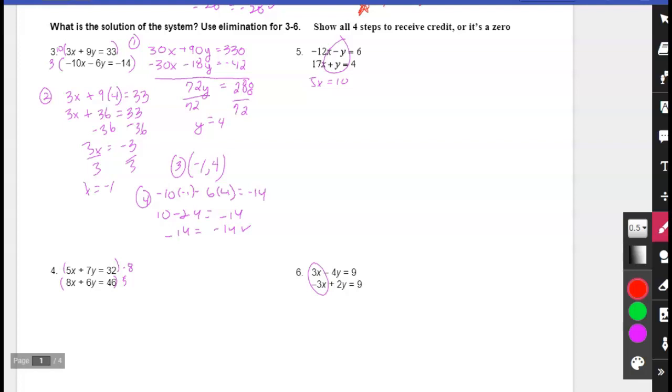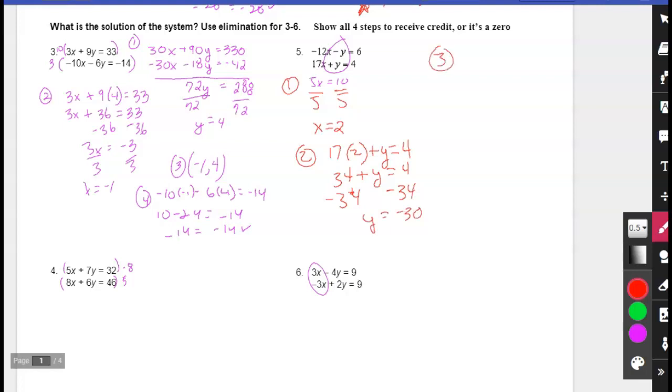Since those are opposite, when we add them together, we get 5x equals 10, so I divide both sides by 5, and I get x equals 2. That's my first step. Second step, I plug in x equals 2. So I can do 17 times 2 plus y equals 4. So 34 plus y equals 4, and I subtract 34. Y equals negative 30. So now 3, I can write my answer, 2 comma negative 30.